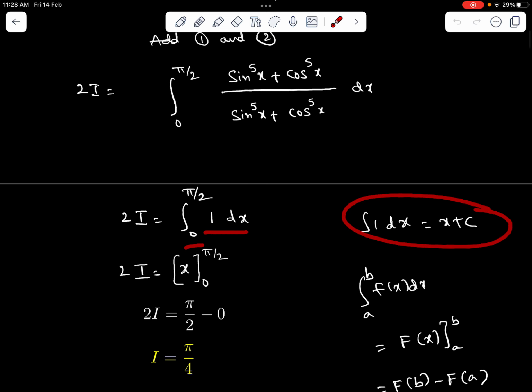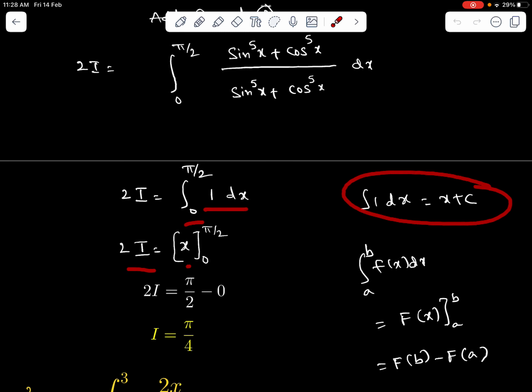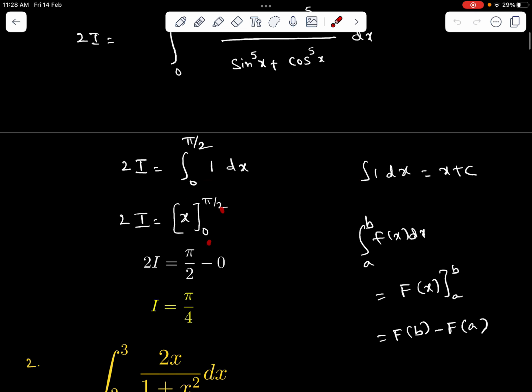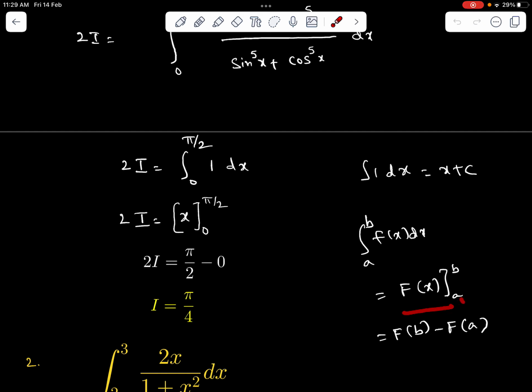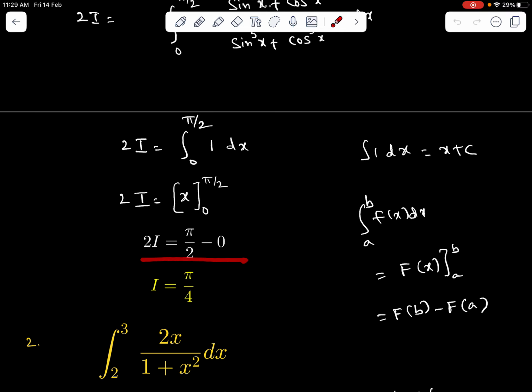Integral of 1 dx is equal to x. Therefore, 2i is equal to x from 0 to pi by 2. We have one formula, integral a to b of f dash of x dx is equal to f of x from a to b, f of b minus f of a, upper interval minus lower interval, that is equal to pi by 2 minus 0. Therefore, I is equal to pi by 4. This is the main formula for all the sums.